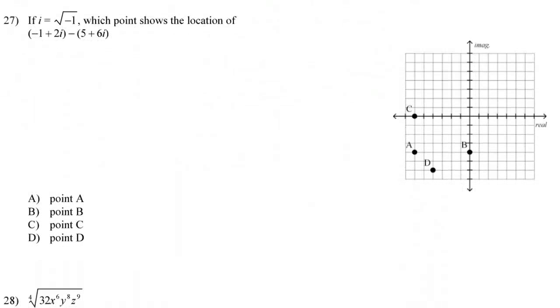Number 27. So we want to graph the point that shows the location of this. So we need to find the imaginary number. Before we get this complex number, we have to actually subtract these two complex numbers first. But it's really easy to subtract. All we do is combine like terms, basically. Add together the real parts and add together the imaginary parts. But it's subtraction, so we just subtract them.